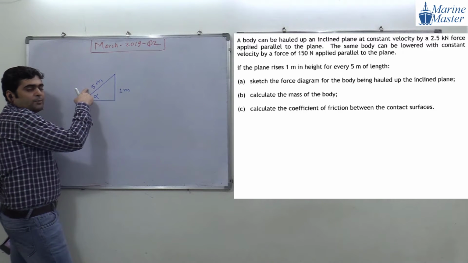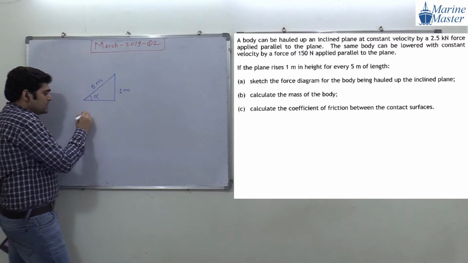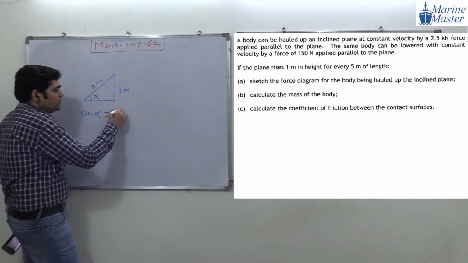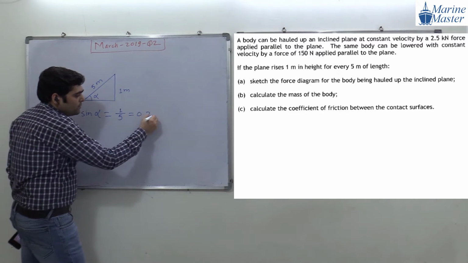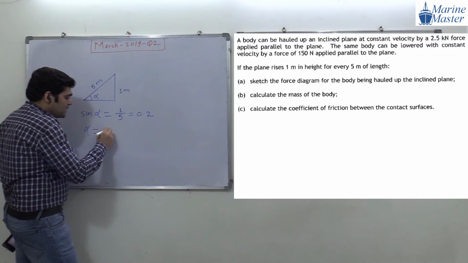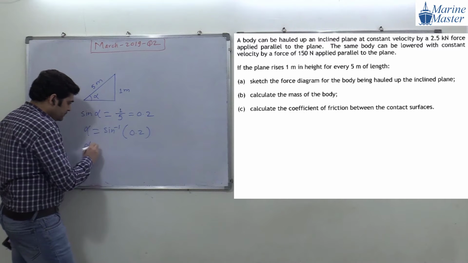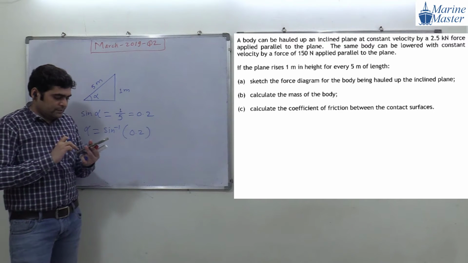5 meter is the hypotenuse. What is the relation between opposite and hypotenuse? Sine. So sine alpha will be equal to 1 by 5, which is 0.2. So alpha is equal to sine inverse of 0.2.